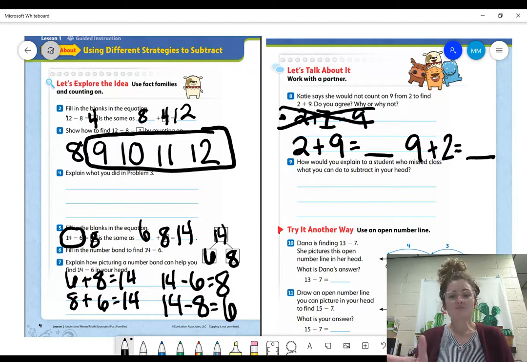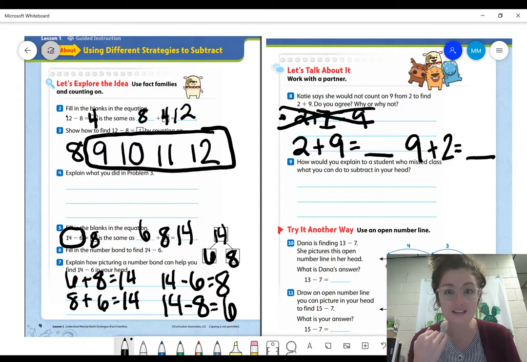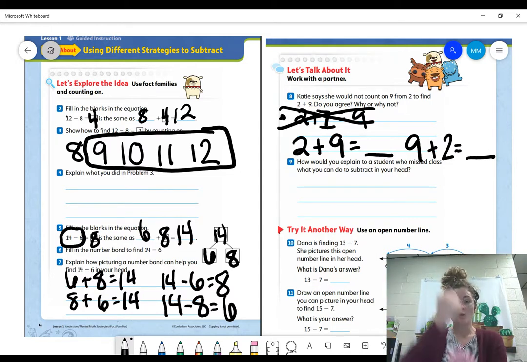Now, Katie is needing to figure out 2 plus 9. However, yesterday, you guys had to figure out which would be easier to start with, the biggest part or the smaller part. So I'm thinking if I start at my bigger part and count on my smaller part, I can't make many mistakes. So I'm going to start at 9 and count 2 more. 9, 10, 11. So when I have 9 and count 2 more, it makes 11.